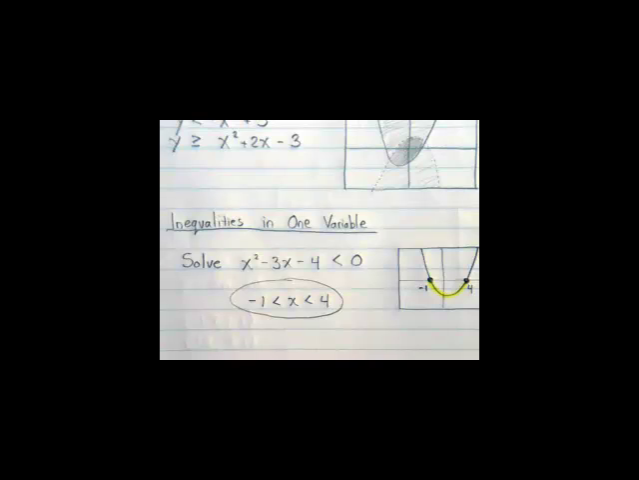It's not the shading thing again, though. I'm just looking for x values. So it's just the x values between -1 and 4. It's not all the little ordered pairs in that little space. It's just the ones along the line between -1 and 4. Okay, that's the difference between 2 variable versus 1 variable.